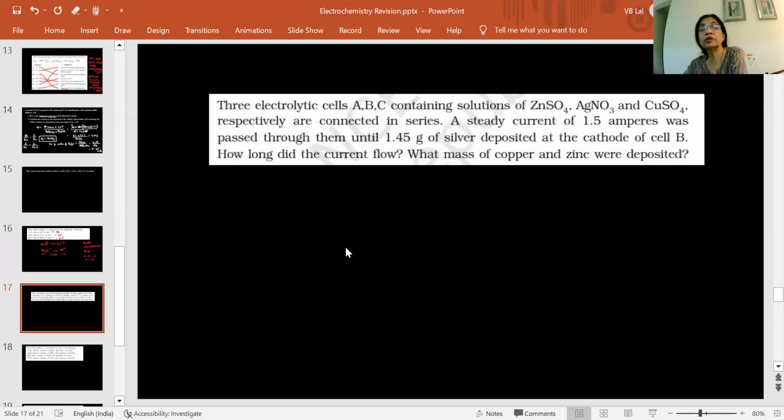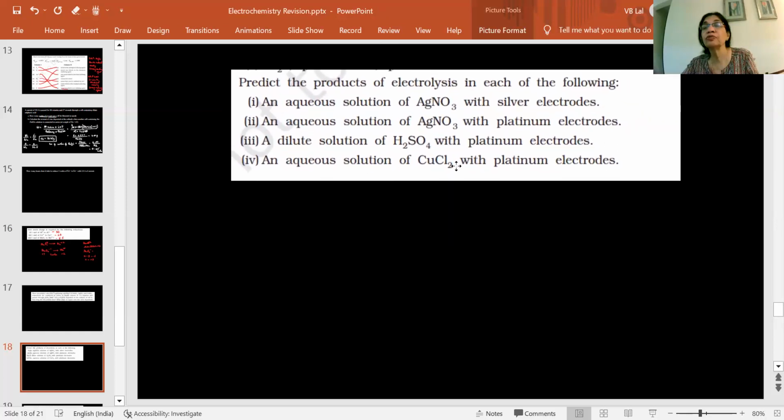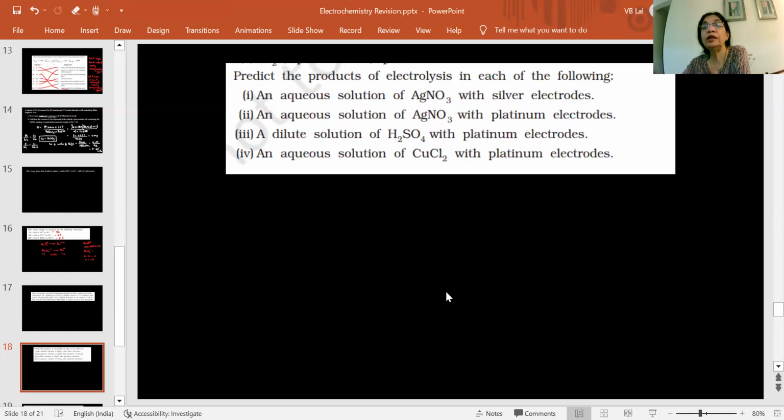Now this question also I am skipping because all of you can do it. It is all the similar type of question. We will just do this one here for the sake of revision. Predict the products of electrolysis in each of the following. So the first one is you have taken aqueous silver nitrate solution, AgNO3. So aqueous silver nitrate solution will give me what?